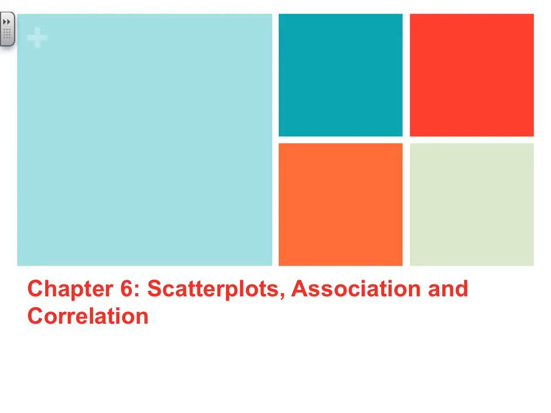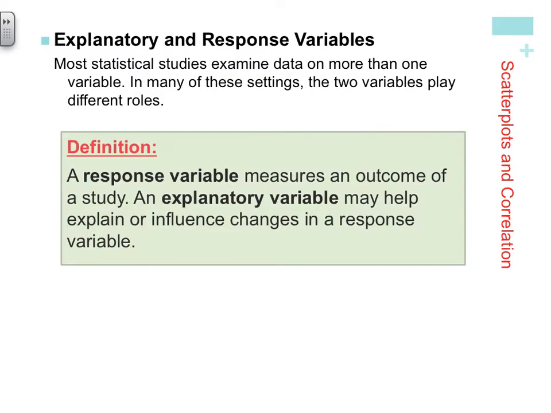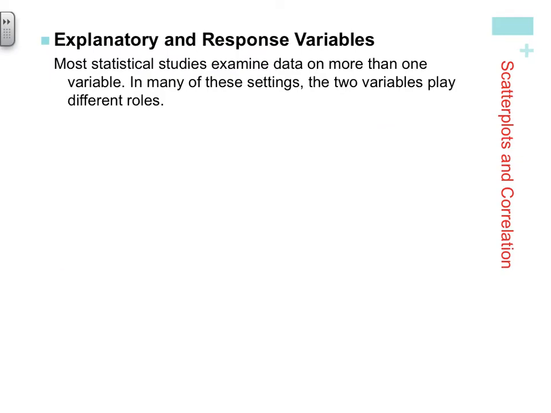So we plot our data, we look at our numerical summaries, we like to look for overall patterns and departures in our distribution. And then finally, if we see something that looks like a regular overall pattern, like a normal model, we would want to use a simplified model to describe it. So most statistical studies examine data on more than one variable. Okay, in many of these cases, two variables play different roles.